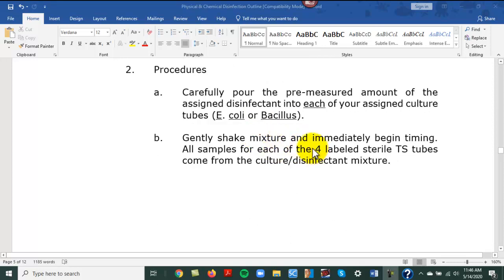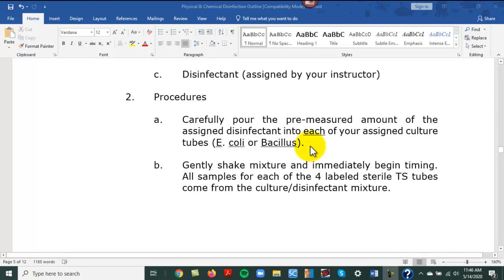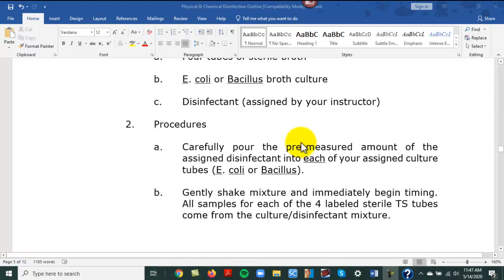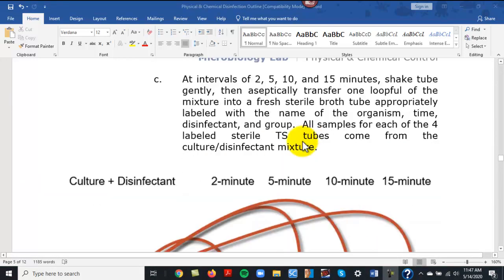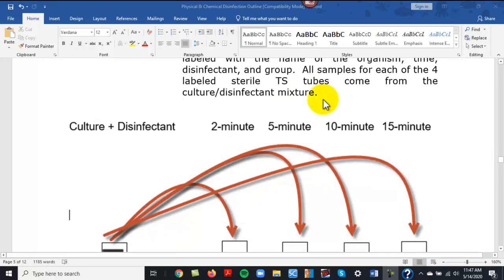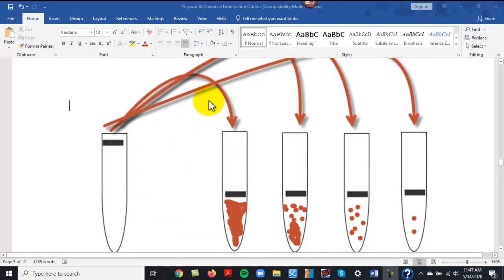And then, of course, you want to label everything so you can find it, and then you're going to incubate it for 24 hours when you're done with all of your assignment. So what would you be doing exactly? At intervals 2, 5, 10, and 15. Okay, the whole thing's going to take 15 minutes, but you're going to be busy from the time you added your disinfectant until the 15-minute mark. So here's what you're going to be doing, or you would be doing.